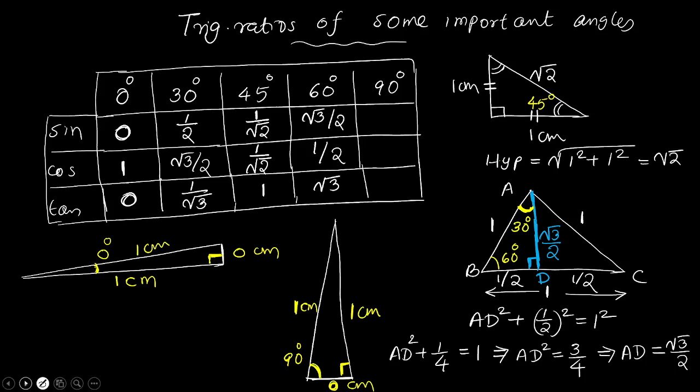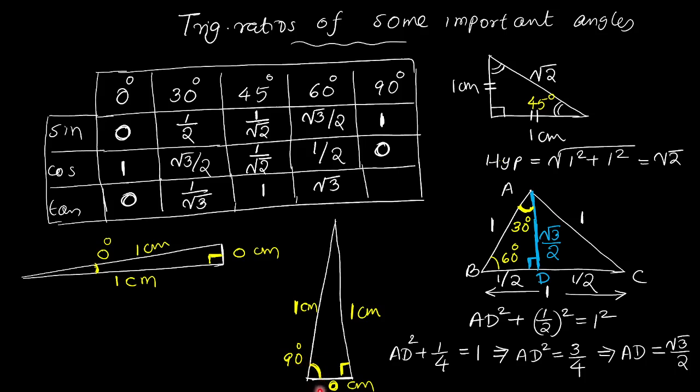Now we are able to write sine 90, cos 90, tan 90. Sine 90 will be opposite side by hypotenuse, 1 by 1. 1 by 1 is 1, you know that. Cos 90 is adjacent side by hypotenuse, 0 by 1, which is 0.